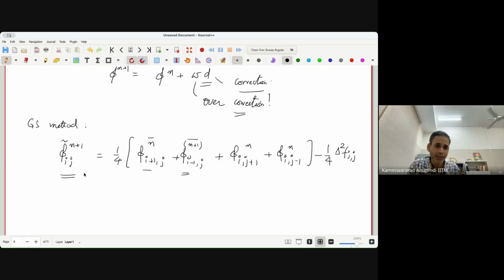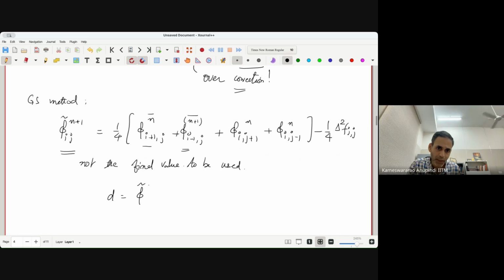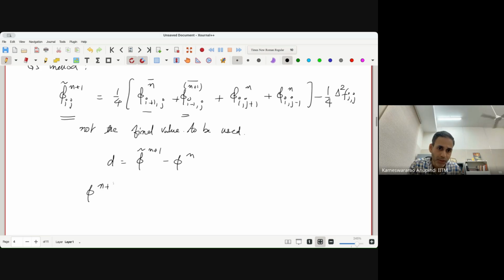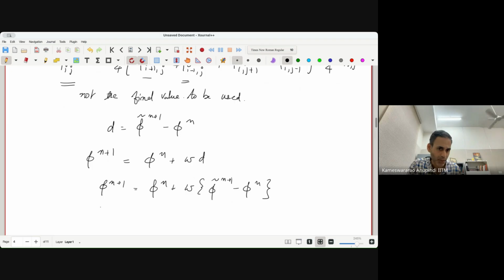But then we say that this is not the final value. So successive over relaxation says this is not the final value to be used. Rather, calculate the difference. The difference is basically now phi tilde n plus 1 minus phi n. Now you calculate the final value, which is phi n plus 1 equals phi n plus omega times d. That means this is phi n plus omega times phi tilde n plus 1 minus phi n. So that is my phi n plus 1. So that is the formula.